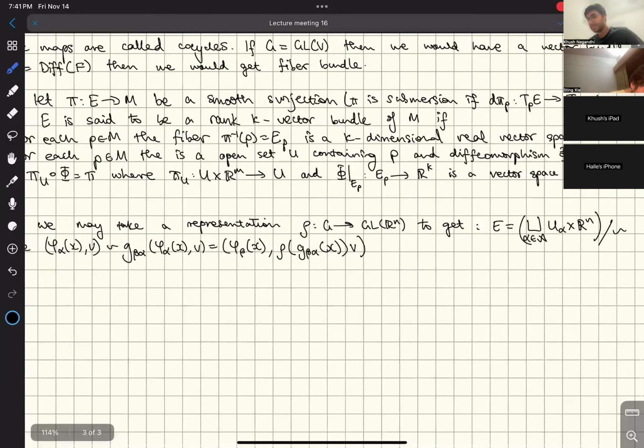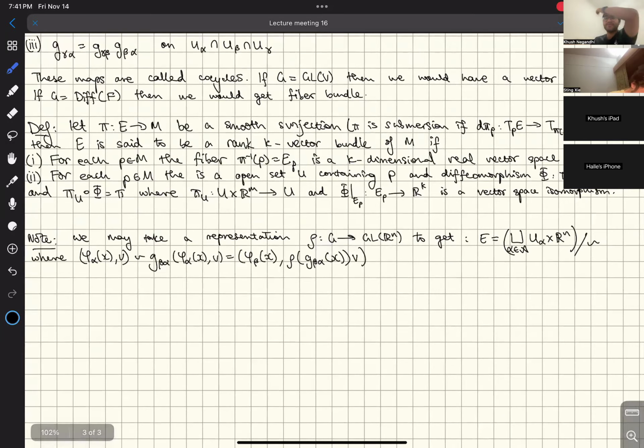So this is another way of defining a vector bundle. You can take the cocycles, then choose a representation of the group that you want to work with, and then define the equivalence like this. We will actually make use of this definition of a vector bundle when we talk about principal bundles.